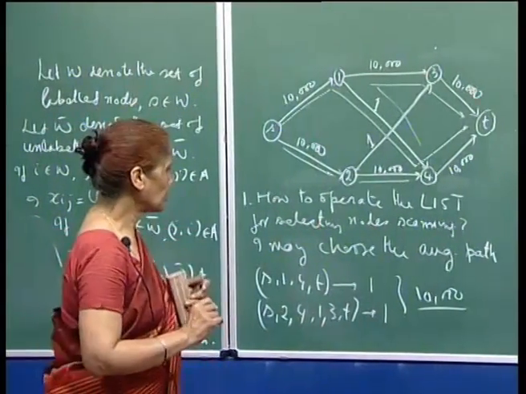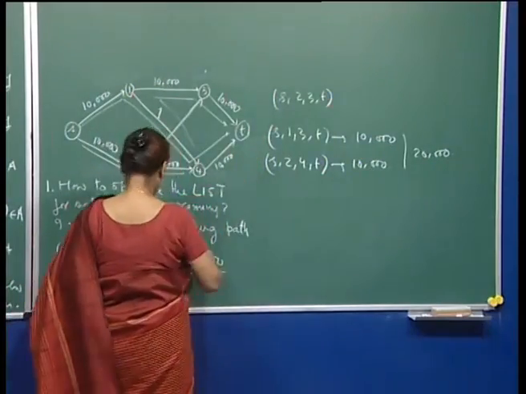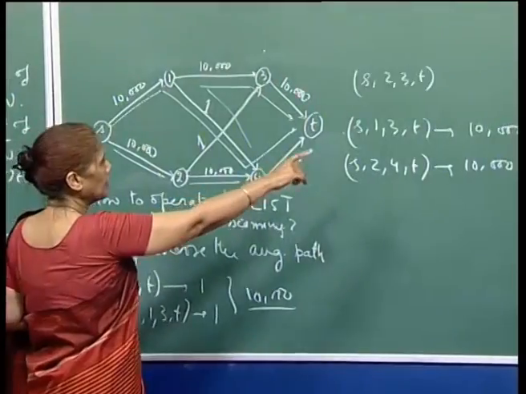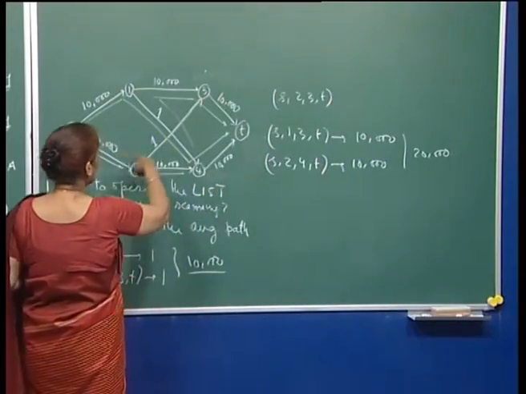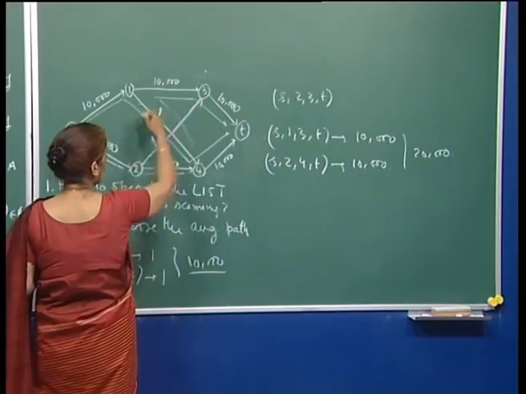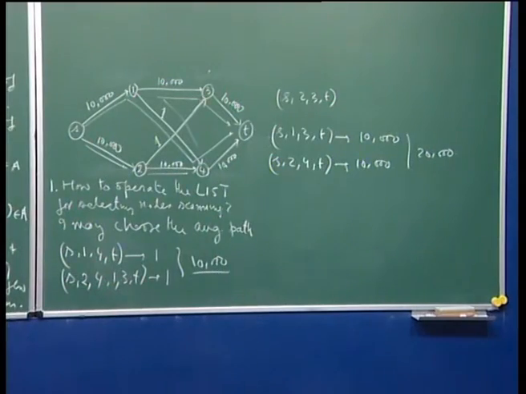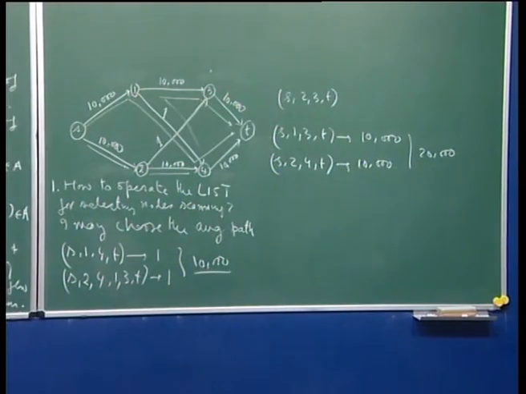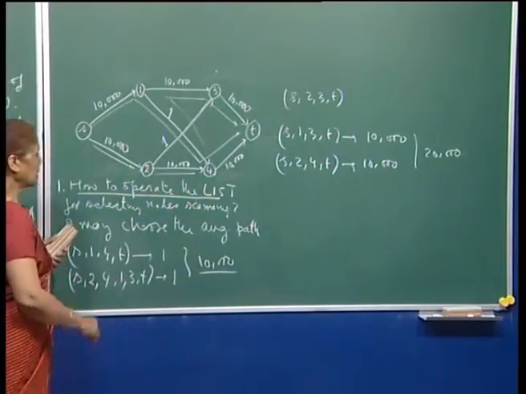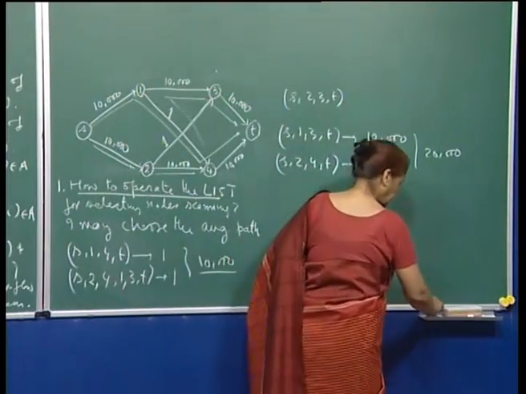So, yes, I would just like you to sit down yourself and work out how you can get 20,000 flow by alternately using this as an augmenting path, this as an augmenting path, and then reversing the flow, and you should be able to obtain it. Okay. So, this is one. How to operate the list is the ambiguity in the algorithm, and that can play havoc with the algorithm, because you cannot.